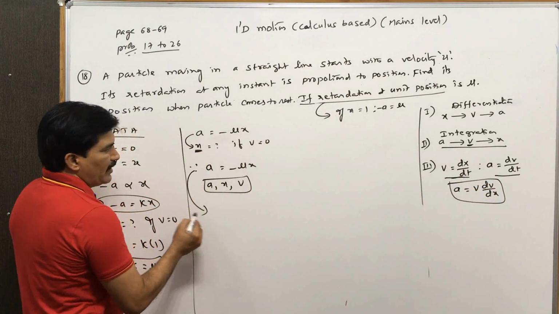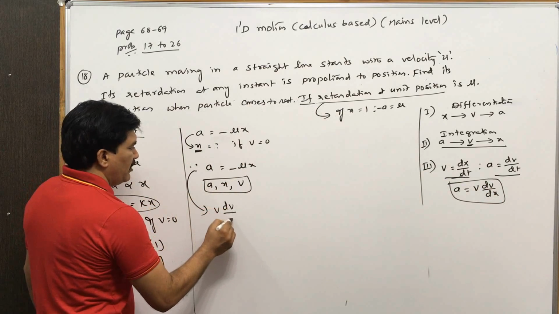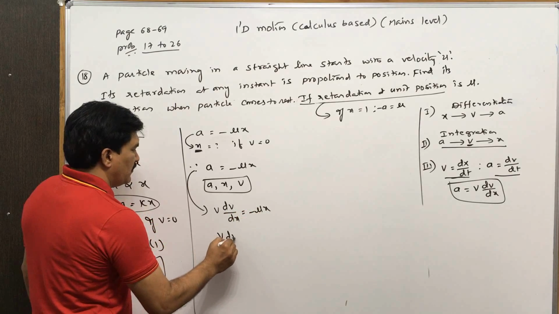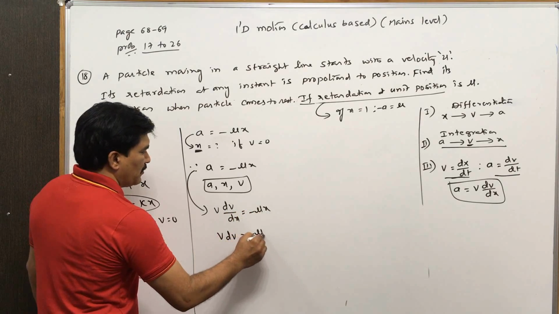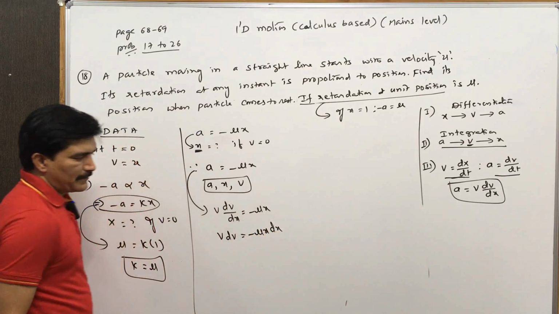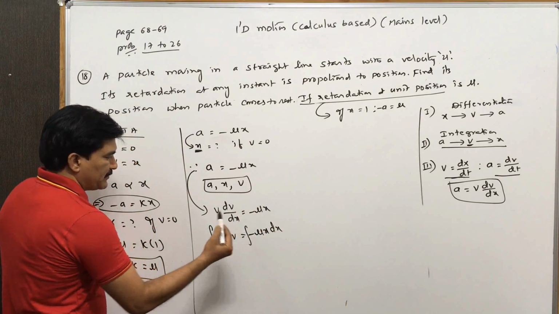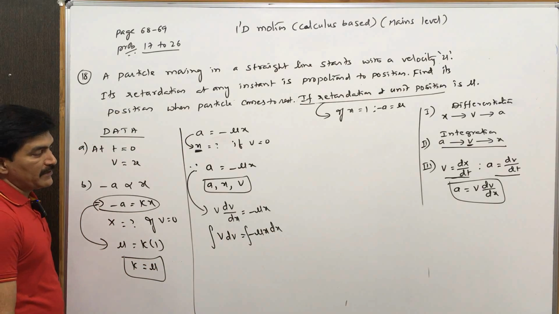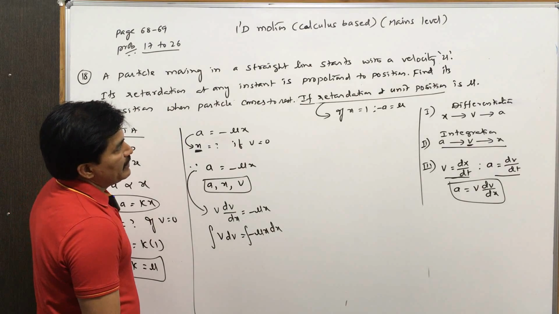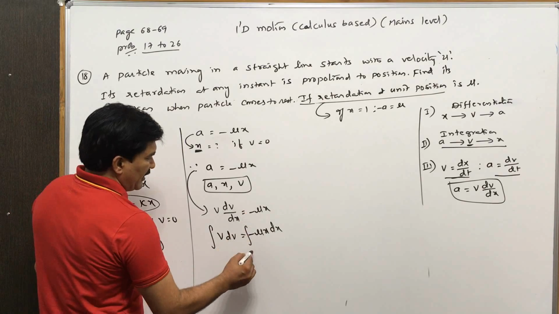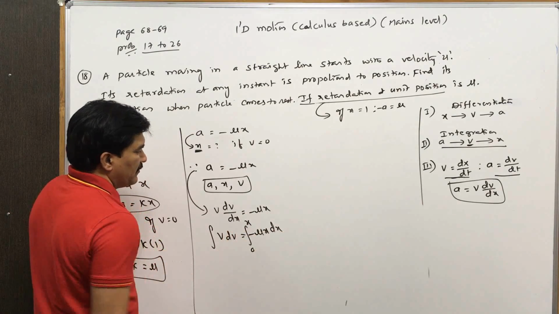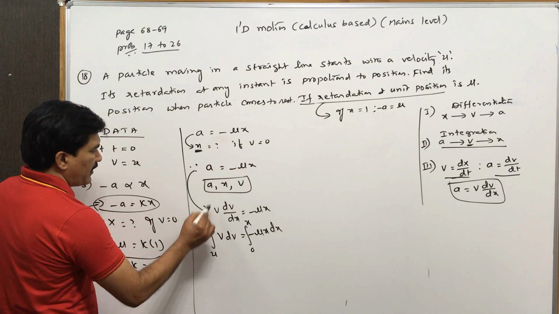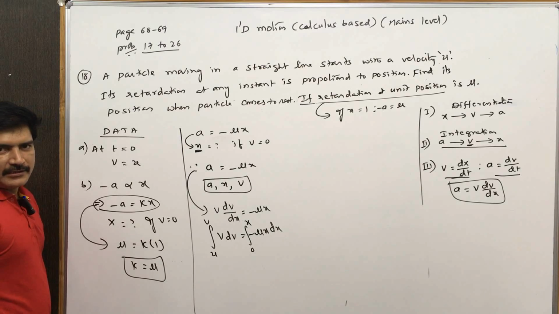So in the place of a, I can write v into dv by dx, which comes out to be minus mu x. Then separating the terms you will get v dv is equal to minus mu x into dx. Okay? Now integrating this equation leads to what? Before integration, we have to substitute the limits first. Okay? So initial position we will take as 0, then obviously final position comes out to be x, and initial velocity he gave as u, final velocity is v, isn't it?